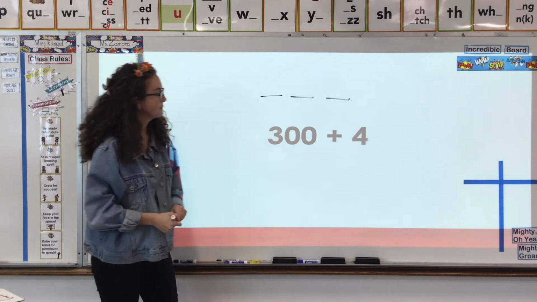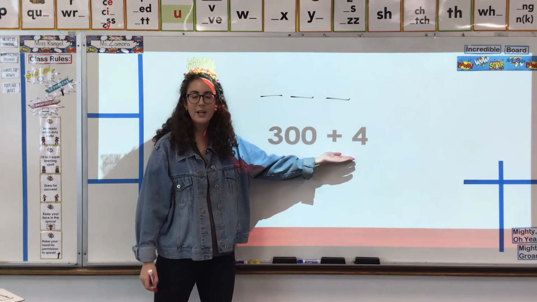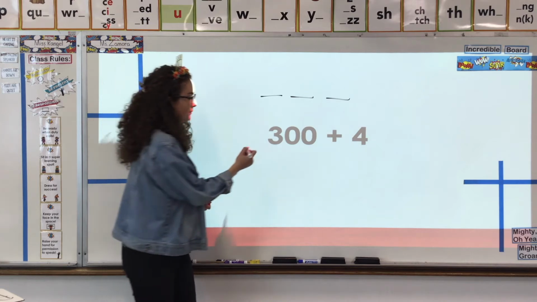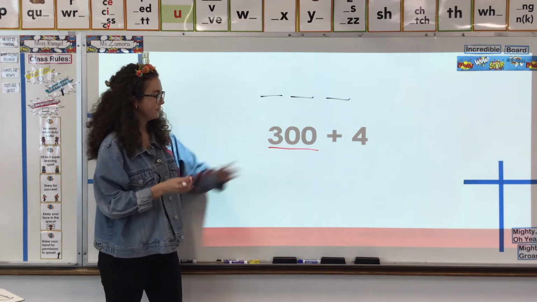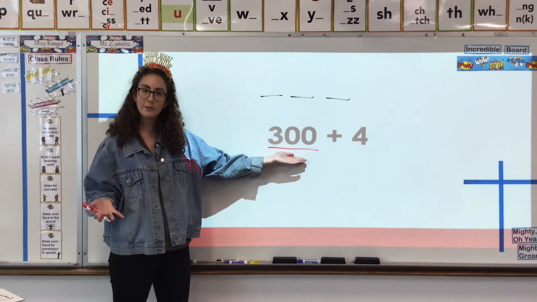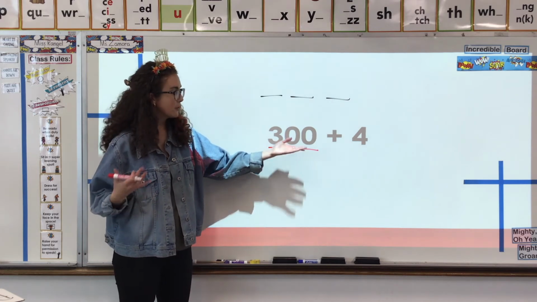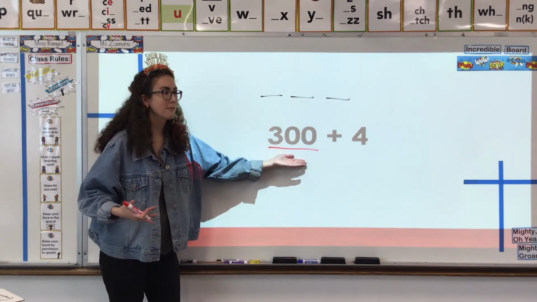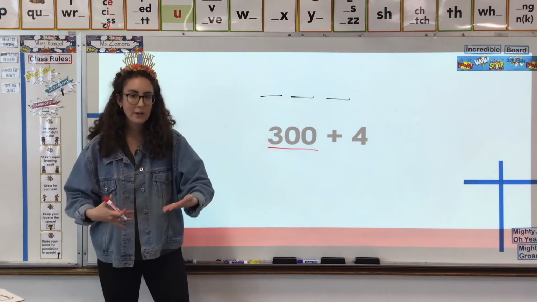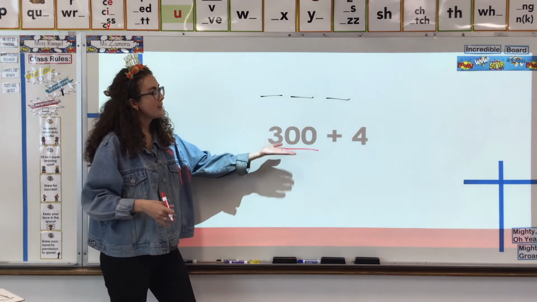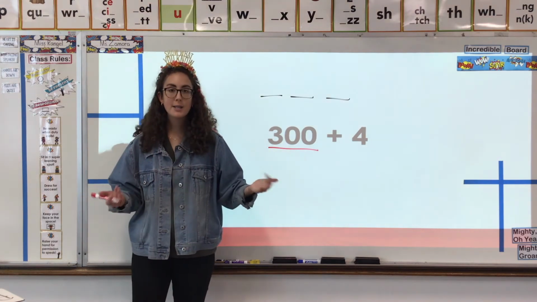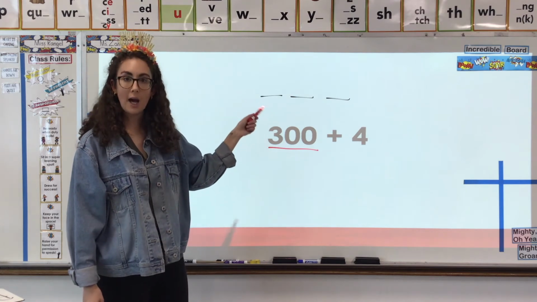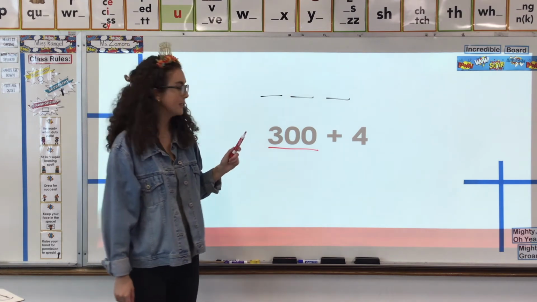Okay, let's take a look. We have 300 plus 4. Can you take a look at this first part? What is this number? 300. That means we have 3 hundreds. So if we want to translate 300 back into standard form, we need to put a 3 in the hundreds place. Can you write down where would the 3 go in the hundreds place?